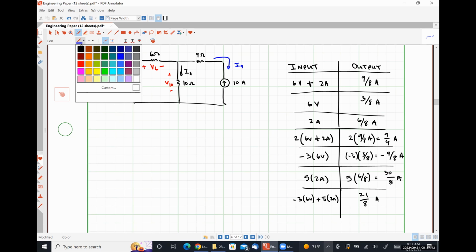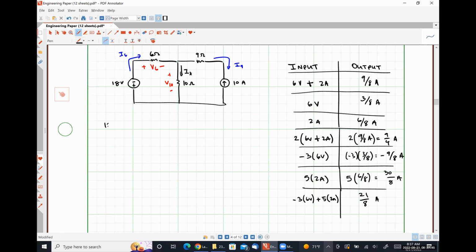So for our KVL equation, we are going to have 18 volts plus 6 ohms times I6 plus 10 ohms times IX is equal to 0. Rearranging that, we have 6I6 plus 10IX is equal to negative 18 volts.